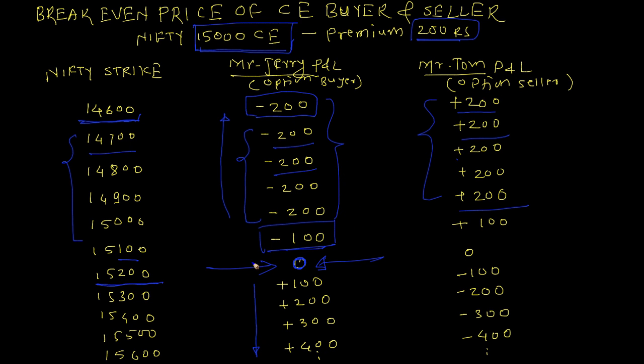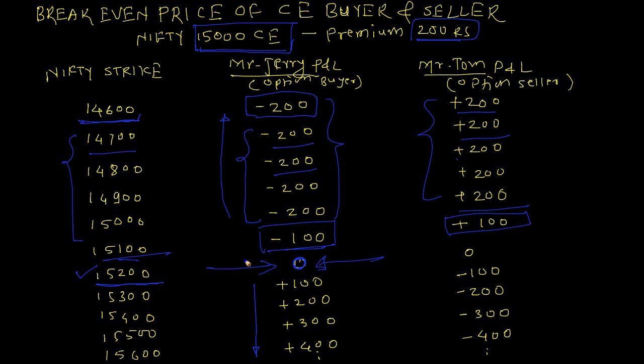Now at 15,100, Mr. Jerry is going to Mr. Tom with the coupon. So Mr. Tom, as he has the obligation, will make a loss of rupees 100, because he has to give Nifty at 15,000 to Mr. Jerry, whereas Nifty is being traded at 15,100 in the market. So Mr. Tom is going to make a loss of 100 rupees from this transaction, but already he has earned 200 rupees. So that's why his net profit will be 100, right?